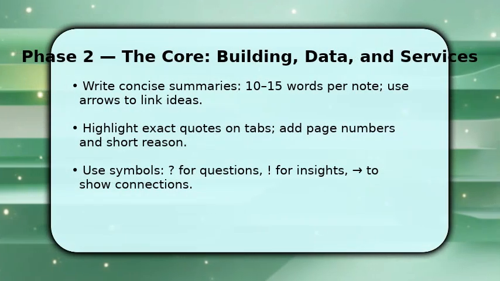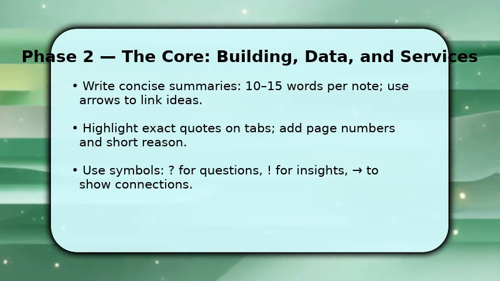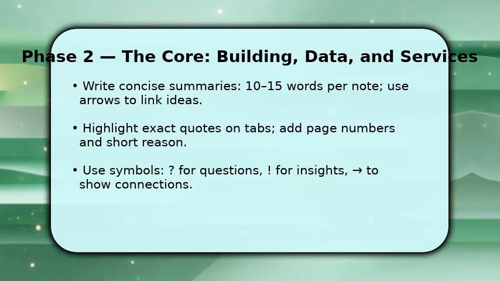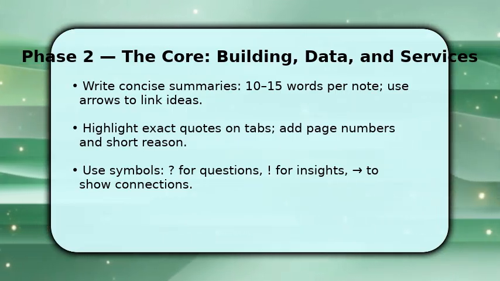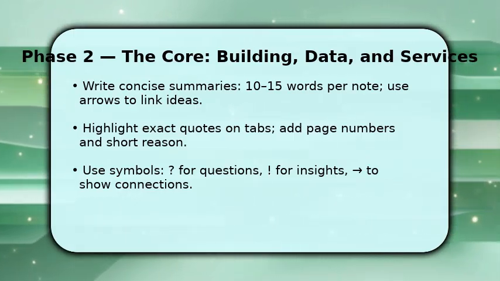Now move through the text systematically. At each key point, add a sticky with a 10-15 word summary or a targeted question. Make connections by drawing arrows between notes on facing pages. This visual link helps memory. For quotes, write the page and a brief reason why it matters.